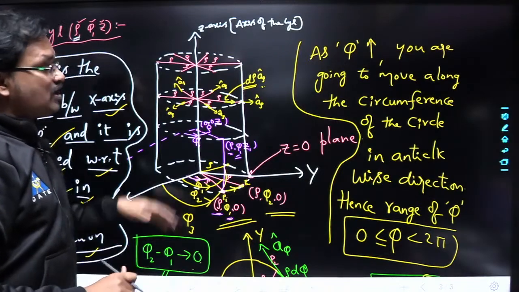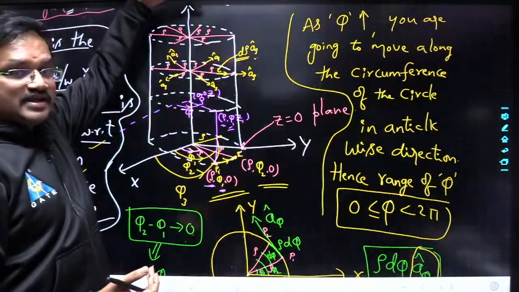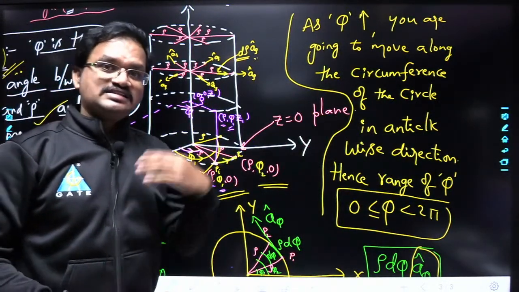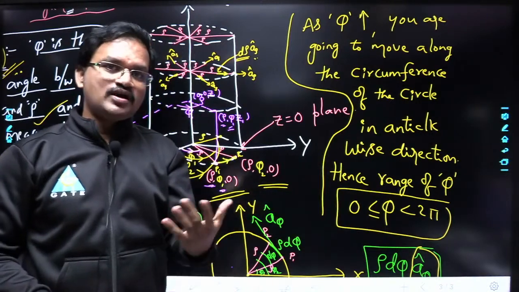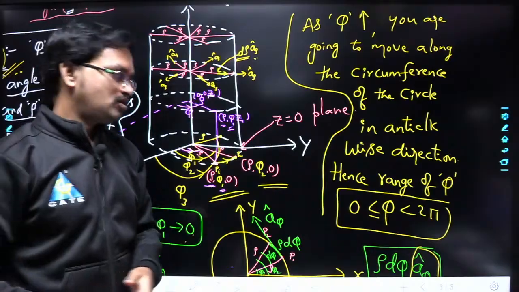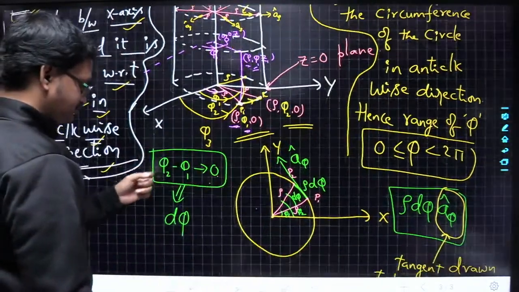Understood? So what is the range of z here? You can extend it up to plus infinity or up to minus infinity. And as z varies, what is going to change? The height of the cylinder is going to change. Okay, so that is all about z.